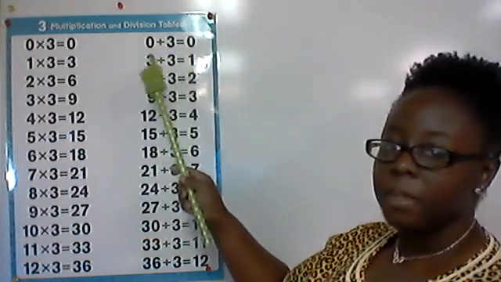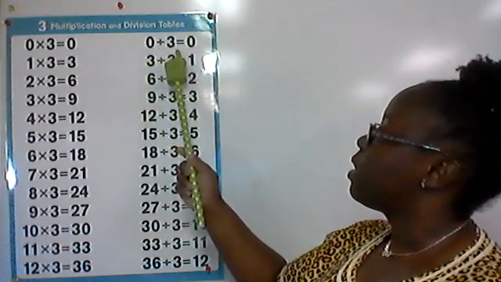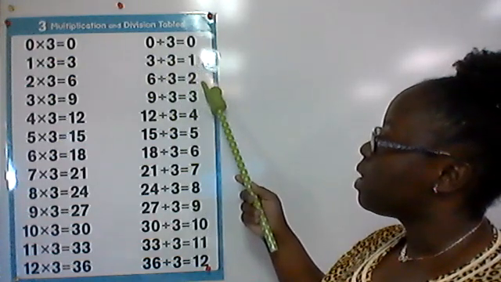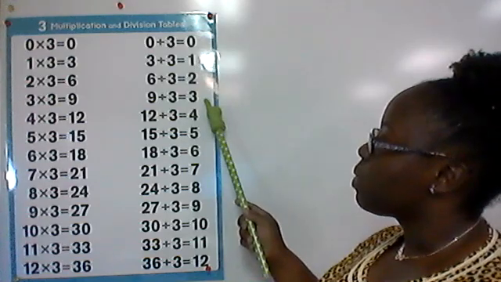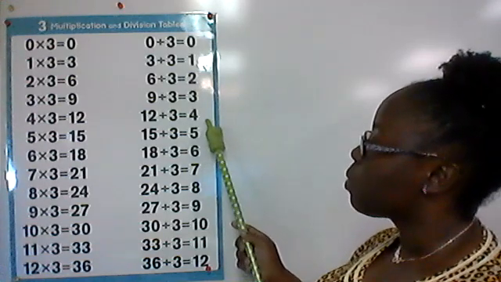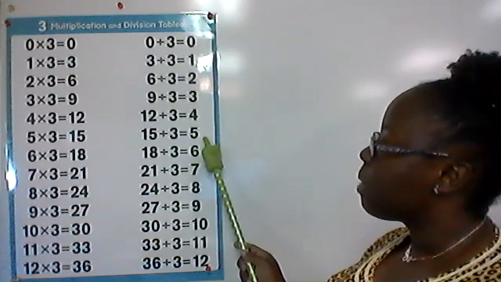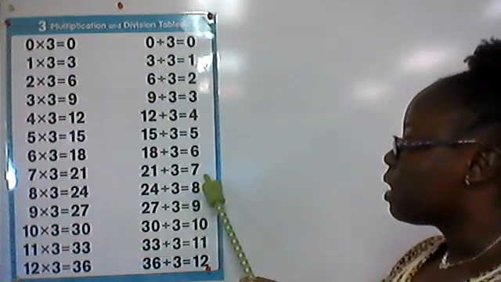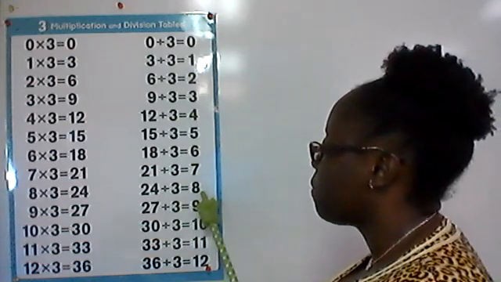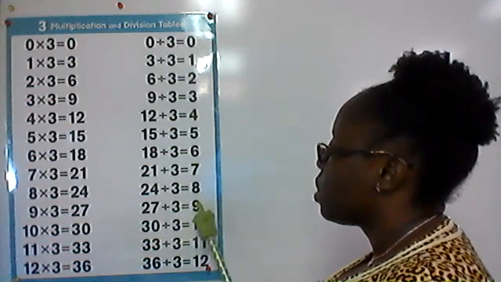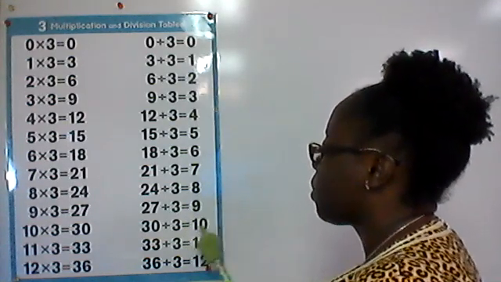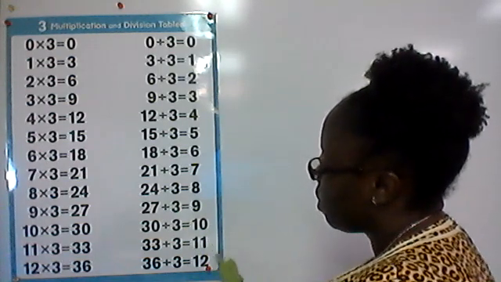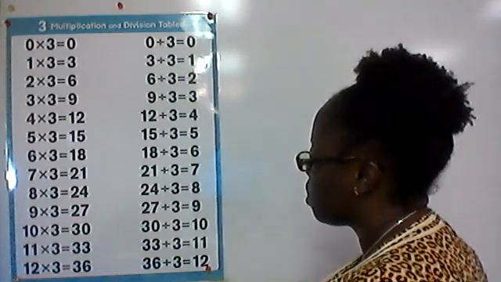Okay, ready? 0 divided by 3 equals 0. 3 divided by 3 equals 1. 6 divided by 3 equals 2. 9 divided by 3 equals 3. 12 divided by 3 equals 4. 15 divided by 3 equals 5. 18 divided by 3 equals 6. 21 divided by 3 equals 7. 24 divided by 3 equals 8. 27 divided by 3 equals 9. 30 divided by 3 equals 10. 33 divided by 3 equals 11. 36 divided by 3 equals 12.